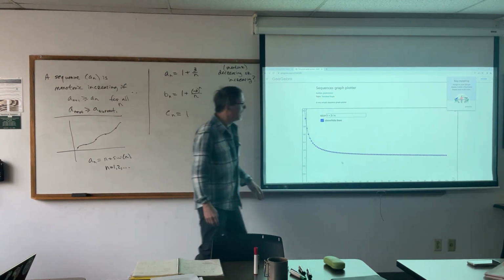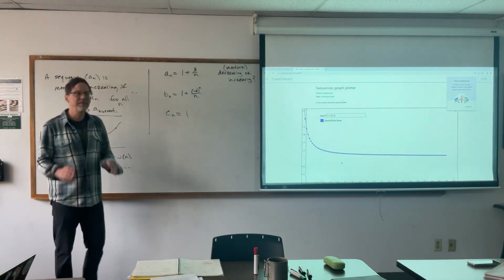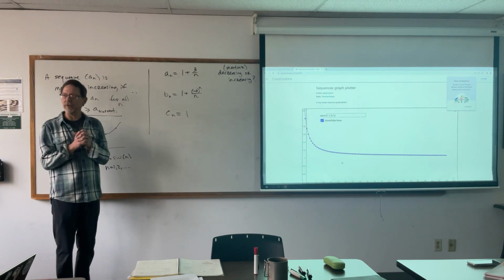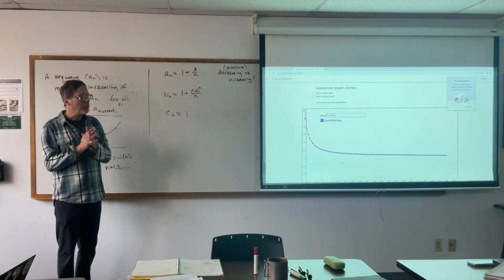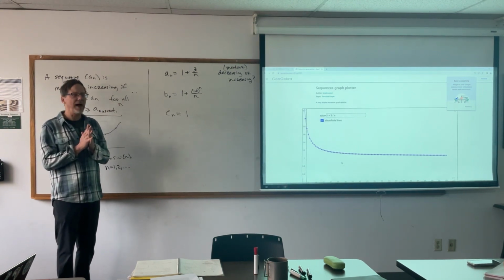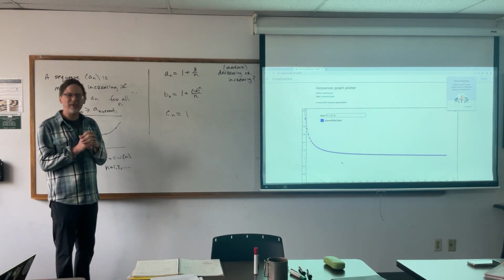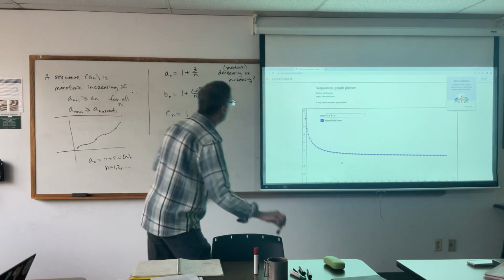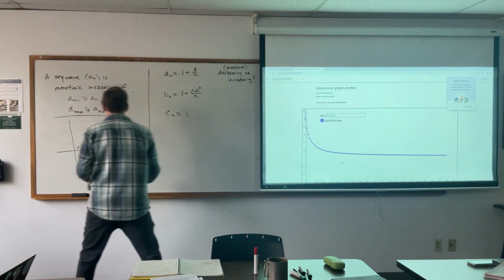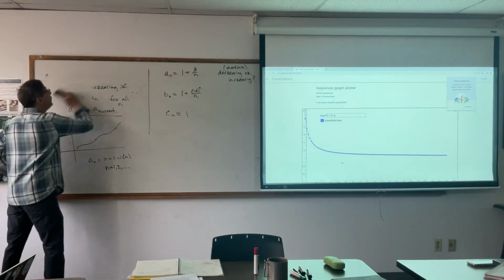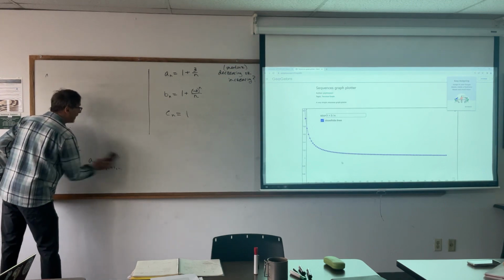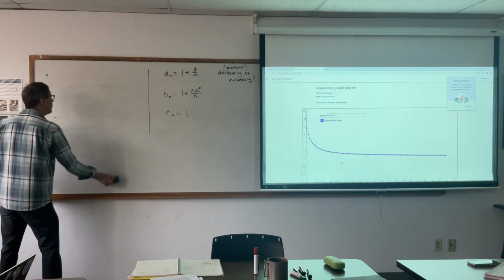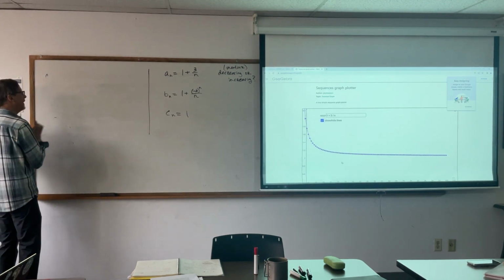Is the sequence monotonic? Looks like it. Looks like it's always going down. Are we 100% sure of that? Looking at the picture, are we 100% sure of it? Let me show you how I can prove to you that that is going down. If you were unsure if your sequence was monotonic, sometimes pictures are a little tricky and they lie to us.